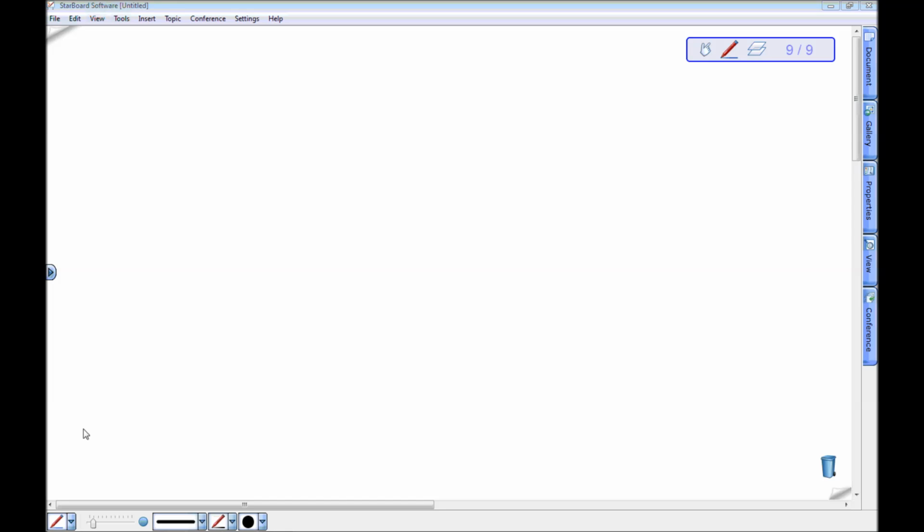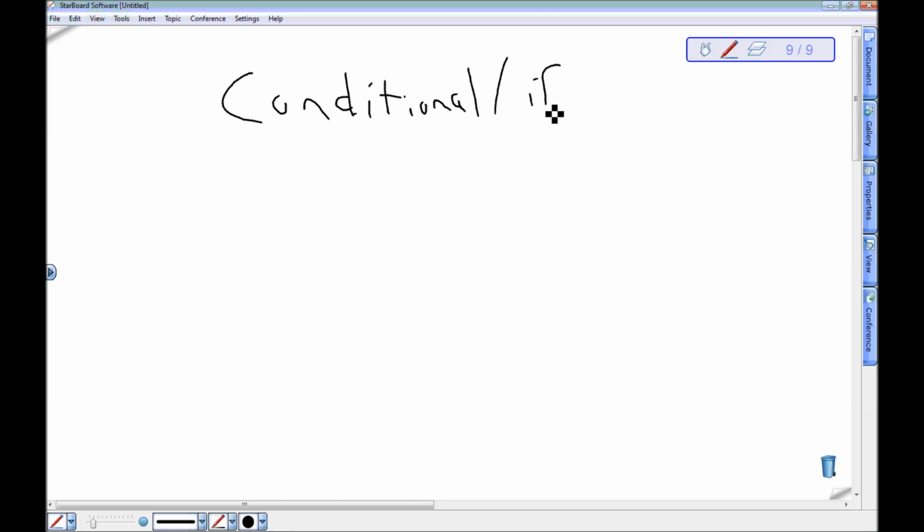Let's talk about one of the more complicated connectives. This connective is called the conditional. And sometimes it's called the if, then.